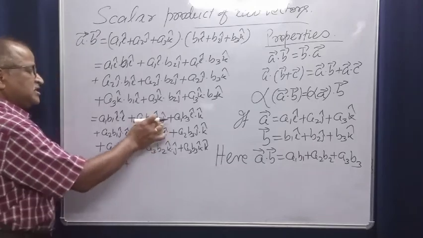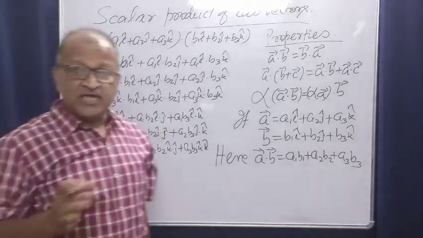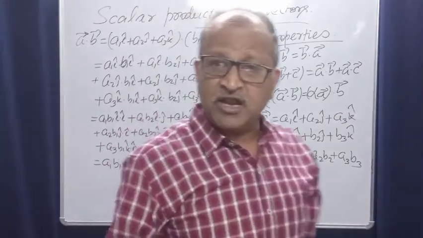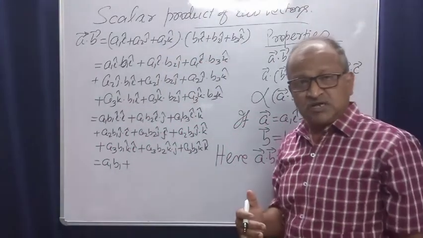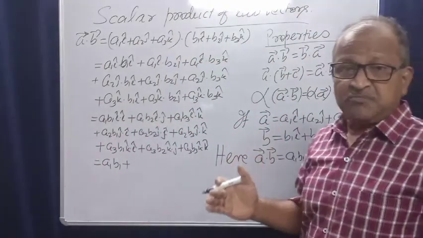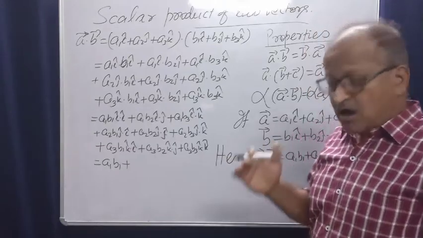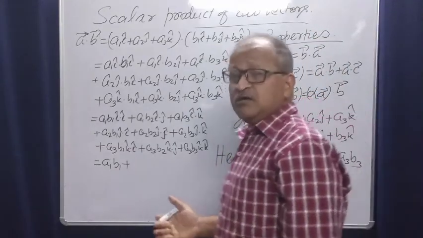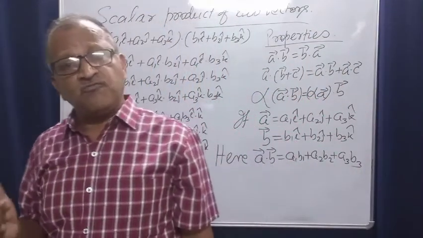What about this? Here i cap is the unit vector along the positive direction of the x-axis. j cap is the unit vector along the positive direction of the y-axis.